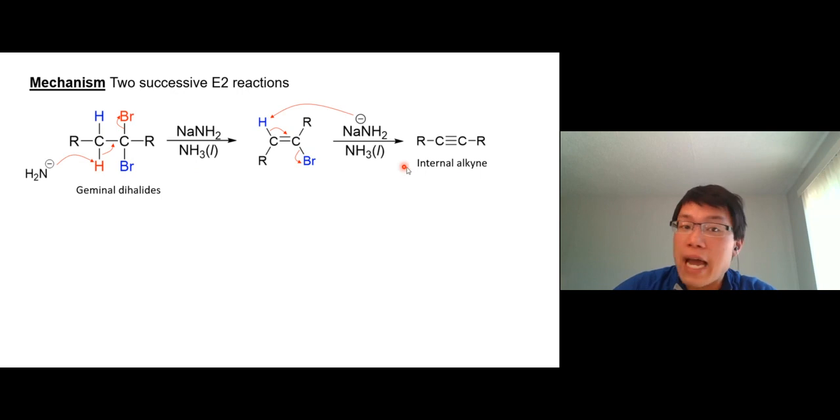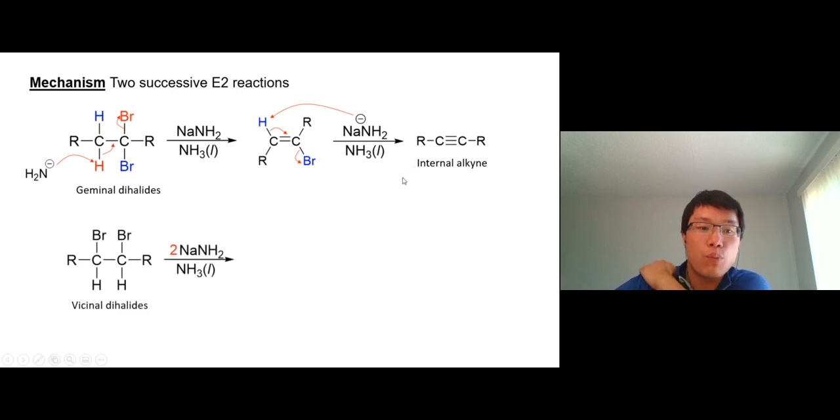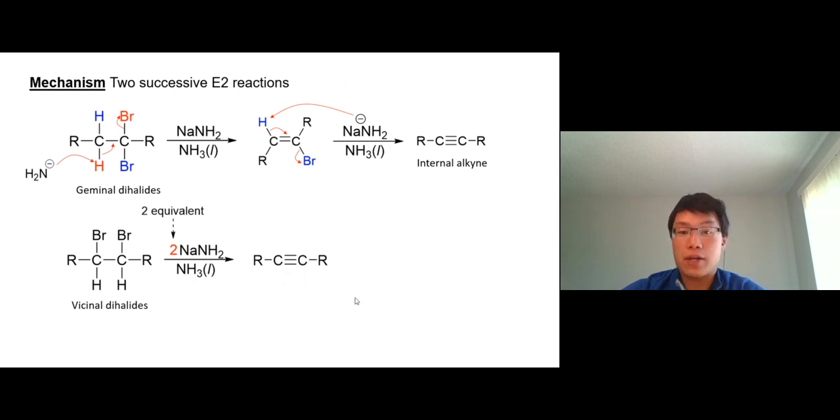You can also do exactly the same reaction with vicinal dihalides. So vicinal, in this case the halides are on carbons next to each other. We call it vicinal, like vinyl. You're probably familiar with that. So these are carbons next to each other. It requires 2 equivalents of sodium amide, just like the top one. So you get to an alkyne, the same thing.